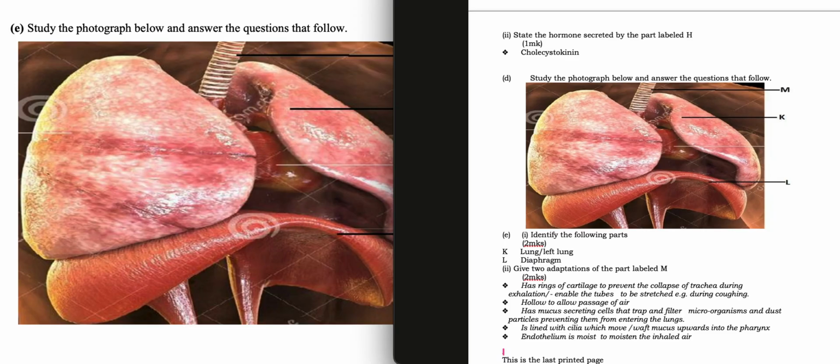It is lined with cilia which waft mucus upwards into the pharynx. Epithelium is moist to moisten the inhaled air.